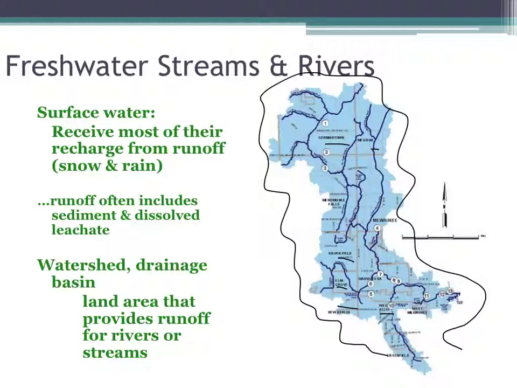Surface water receives most of its recharge from runoff, snow and rain. Obviously, if we have a lot of snow in the winter, that's going to melt and that's going to run off eventually. That runoff, of course, is going to include any sediment and dissolved leachate, even things like oil spills. Cars leak oil, of course, out in our parking lot, and that oil is going to get washed off too and get into these systems. That whole area is called a watershed or a drainage basin. That land area provides runoff for rivers or streams, and again, all those pollutants that are in that system are going to go.